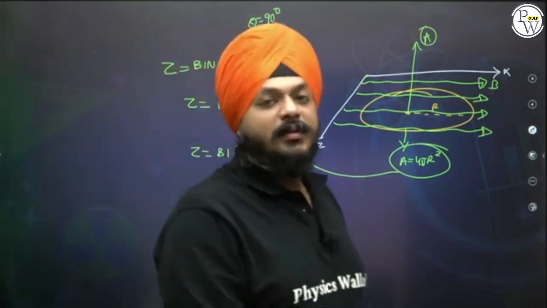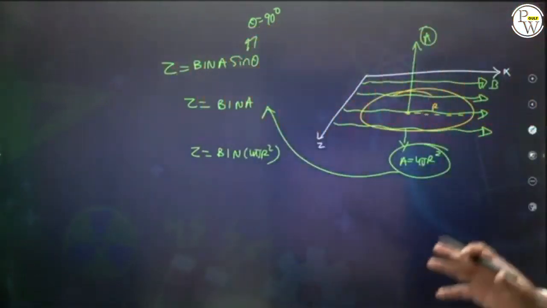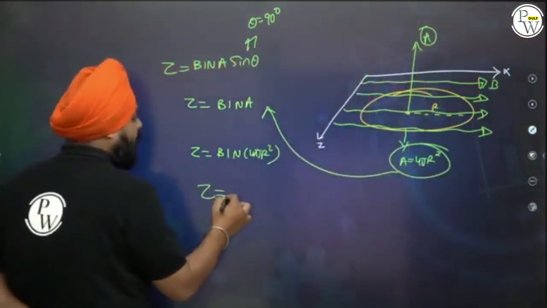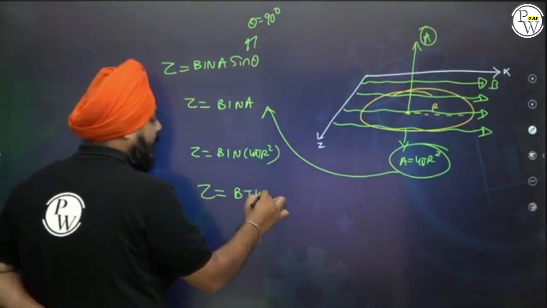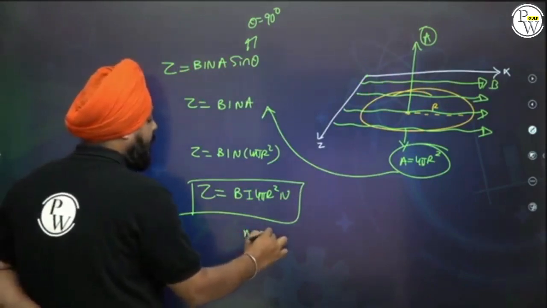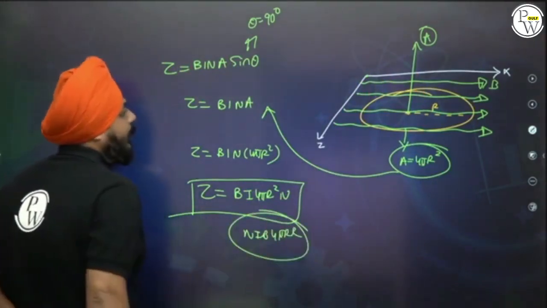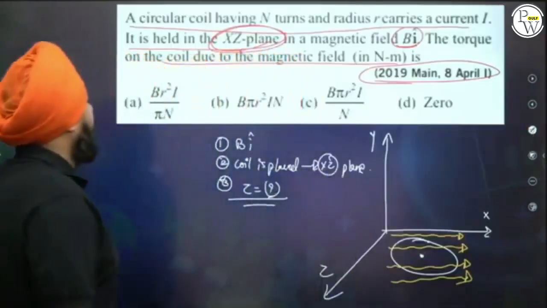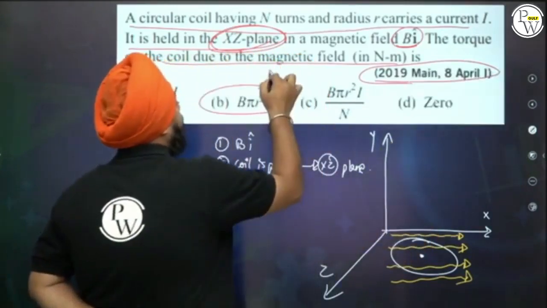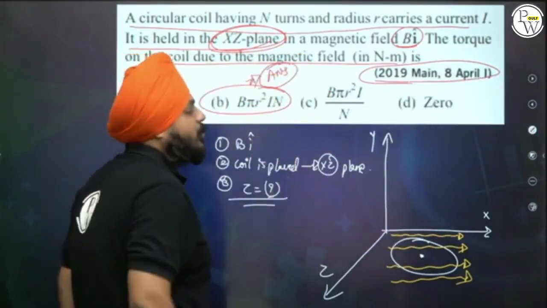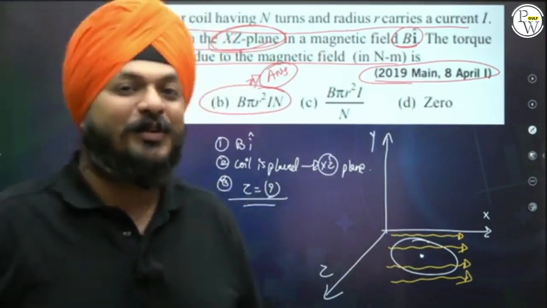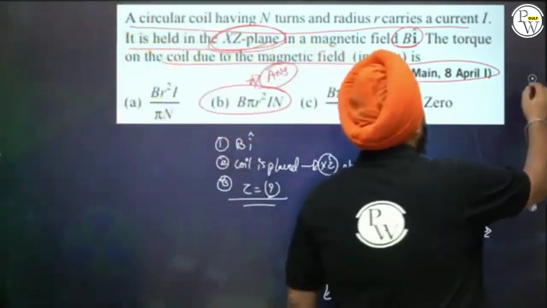Apart from this, do we have anything else that we can replace? No. So the torque is going to be N B I 4 pi r square, right? Option B is going to be the perfect answer for this specific question. Yes or no? Now let's move on to the next question.